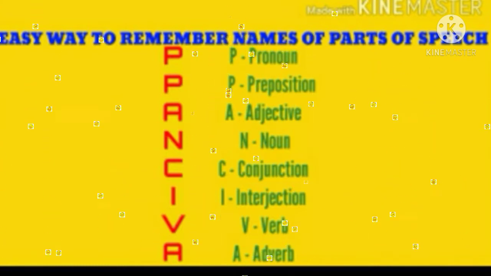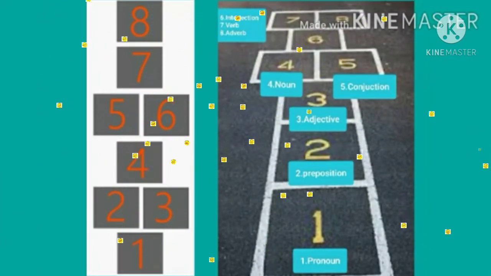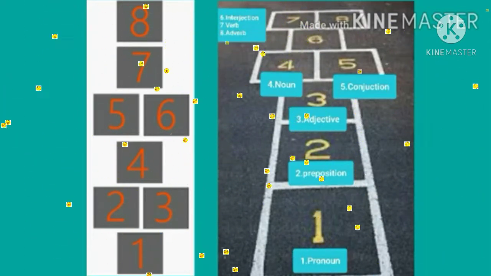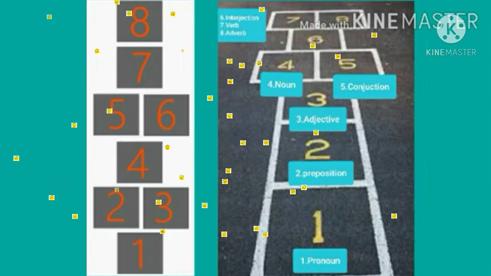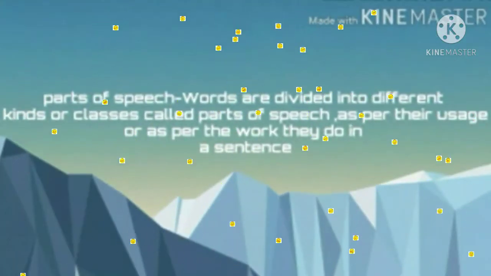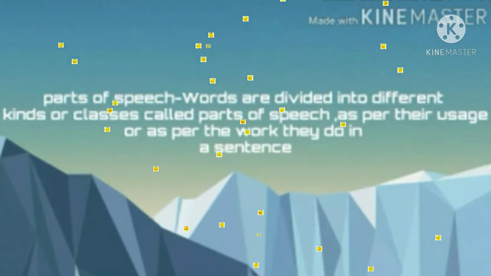P for pronoun, next P for preposition, A for adjective, N for noun, C for conjunction, I for interjection, V for verb and A for adverb. We have also learned to remember all these parts of speech through craft and through the game of hopscotch. I hope you remember, otherwise you can watch the video again. And parts of speech are basically based on the usage of a word in a sentence.